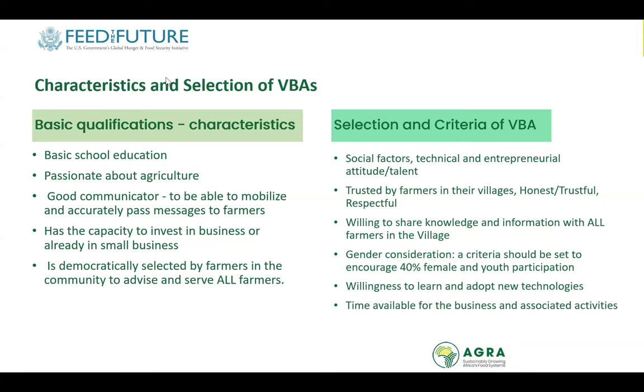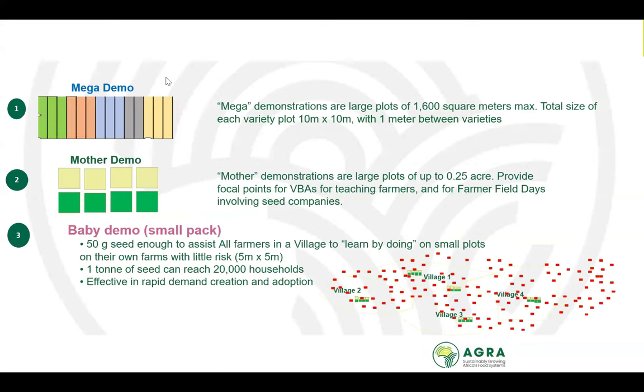Another characteristic is that they should be respected, honest, and trusted by the farmer community, but also willing to share information and resources to reach a certain farmer community. Gender is very critical in some of the local social setups, but we are striving to ensure that at least 40% of those selected are women. Willingness is also needed, and we need to see how they can allocate a little time, since they are living in the rural setup, to support the dissemination of improved technologies.